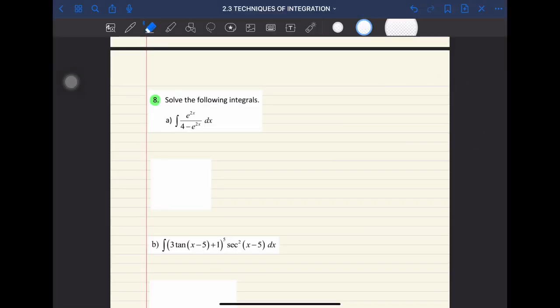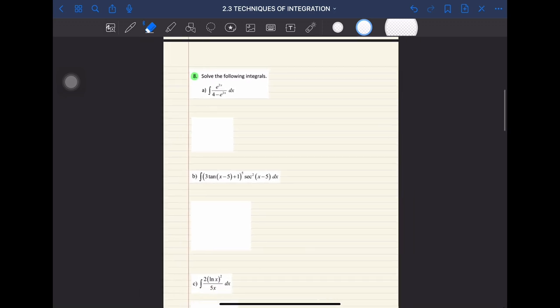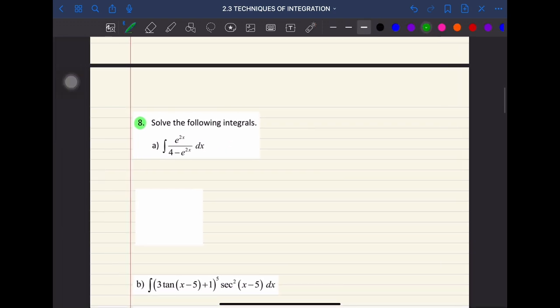Now let's continue with question number 8. We have 3 questions to answer. Notice that for these 3 questions, you cannot directly integrate. So let's try using the substitution method, where you have to find and choose the right u, and make sure everything has been changed in terms of u.